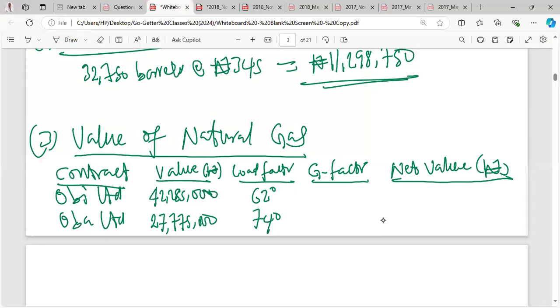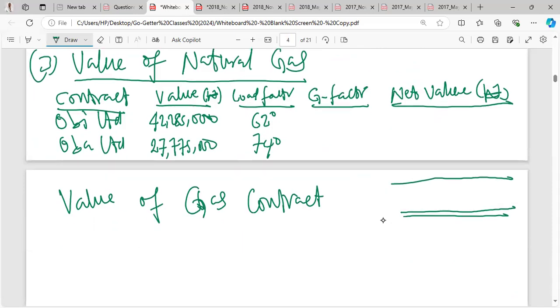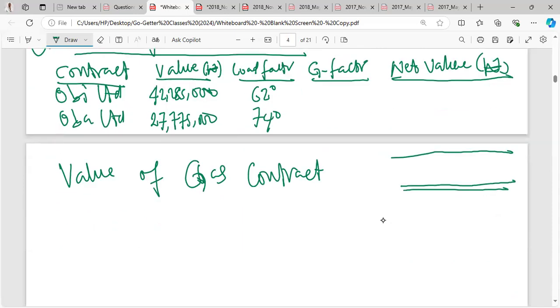So I will sum them up together, and I will have my value of gas contracts. That's the way I plan to do it. So I will take them one after the other. So this is OB Limited, and I want to look for the G factor.